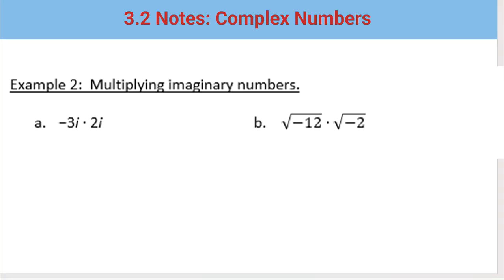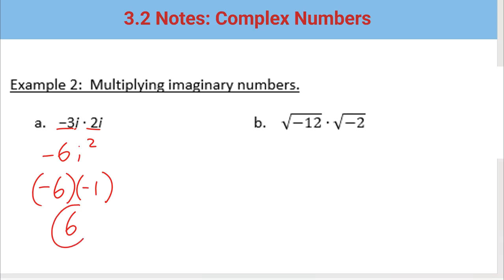Multiplying imaginary numbers, we're going to go term by term. Negative 3 times 2 is negative 6. And then i times i is i squared. I know from my list at the beginning of the chapter that i squared can be replaced with negative 1. So I know that negative 6 times negative 1 is positive 6.